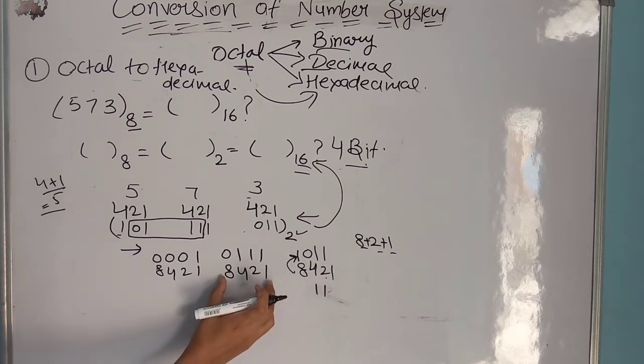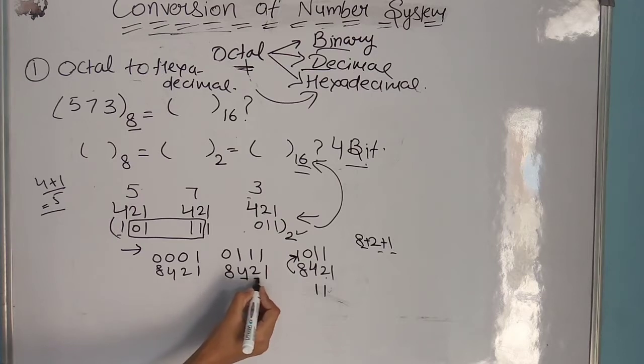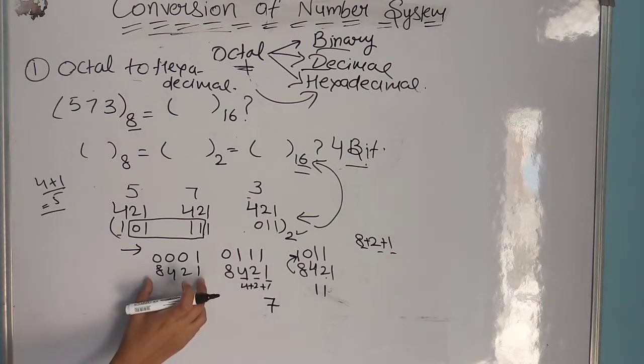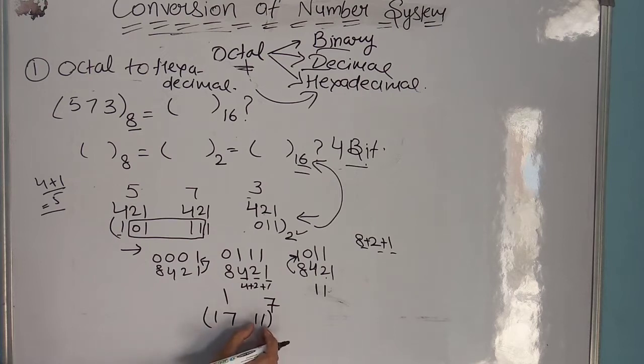So now for this group, check the on bits. On bits are at the position of 4, 2, and 1. So 4 plus 2 plus 1 equals 7. Okay. So now for this group, check the on bits: only at the position of 1. So now it means 1. So now 1, 7 and 11, we write it here, and it contains some space before it, because it is a single digit. Okay, it is not 2 digits.